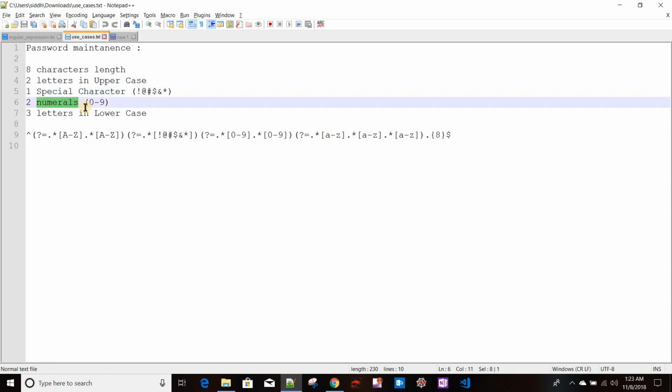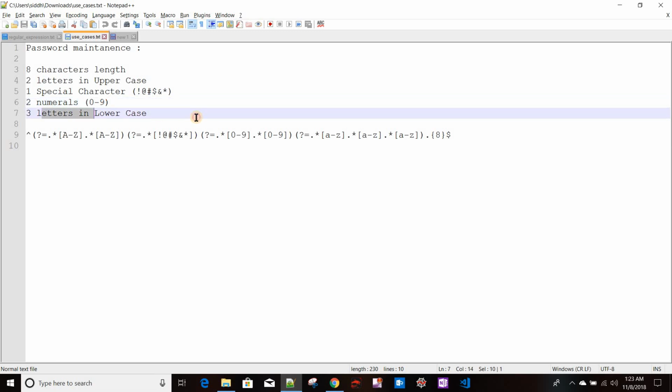and some numerals, let's say two numeral characters from 0 to 9, and three lowercase letters. So I want to build a regular expression to check all these conditions.